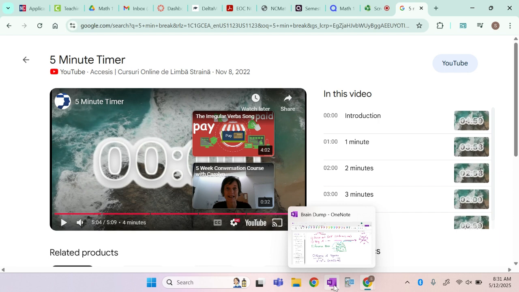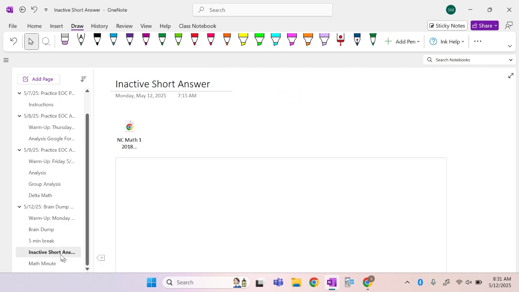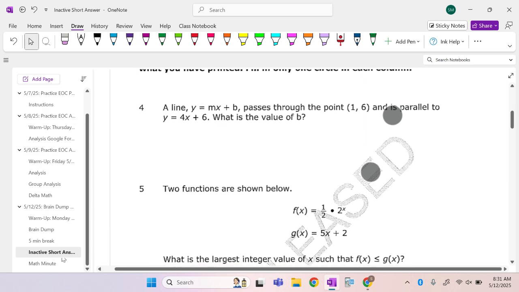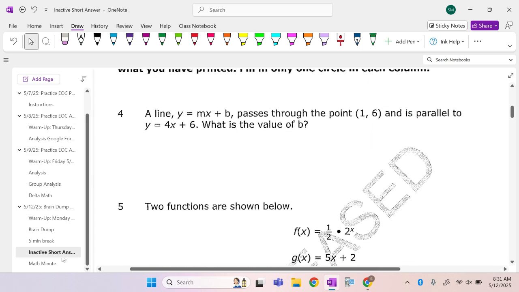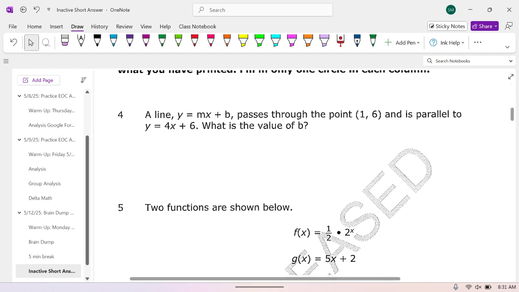All right, guys. So, upsy daisy. Let's get back to it. All right. So, let's look at some of these inactive questions. And I pulled these straight from that practice EOC that you guys did last week. And so, here's how we're going to go through this. I would keep that brain dump out because it would be a good reference for these.